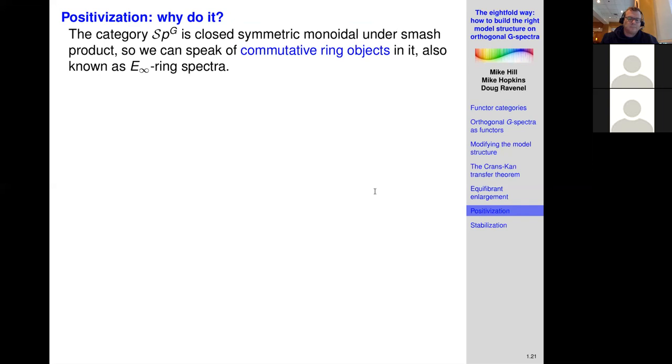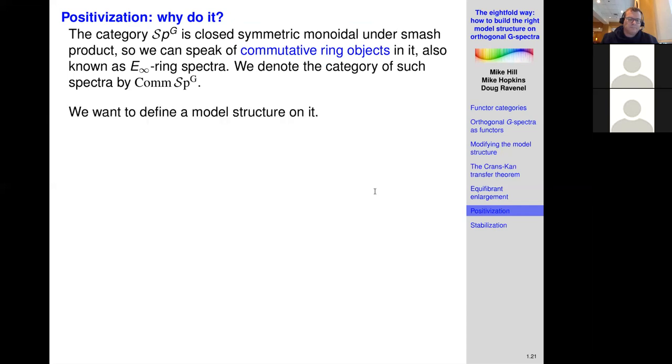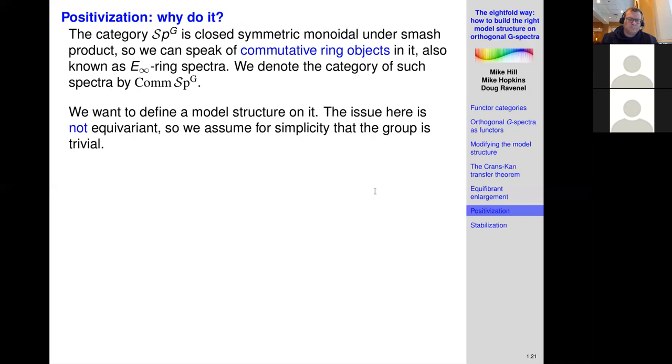Now, there's a technical problem that I'm going to describe, and it arises when you want to put a model structure on it. And the issue here has nothing to do with the fact that we're dealing with equivariant spectra. It's not an equivariant issue. So I'm going to assume for simplicity that the group is trivial. This is a problem that exists even if the group is trivial.